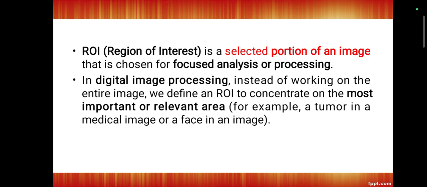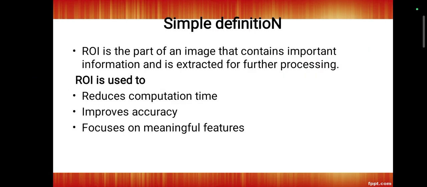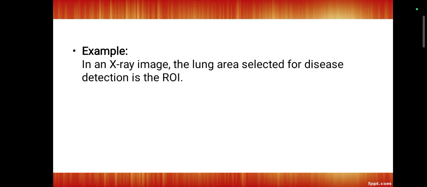So region of interest, how to create this region of interest? Before that, we have to know where ROI is used. It is used to reduce computation time, improve accuracy, and focus on meaningful features. For example, in an X-ray image, the lung area selected for disease detection is the ROI. So for creating an ROI, click the ROI button on the toolbar.